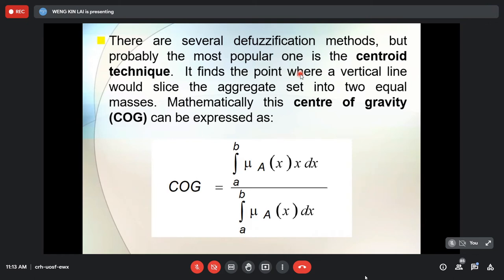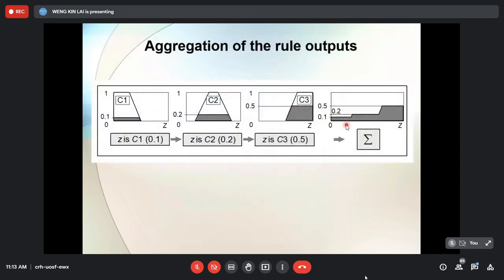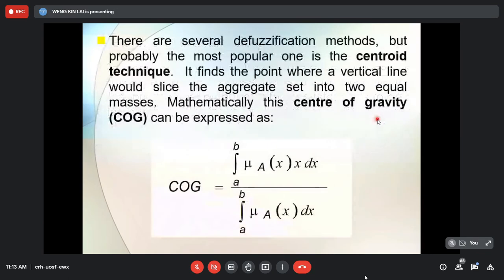The centroid technique finds the point where a vertical line would slice the aggregate set into two equal masses. Find a vertical line that will slice your aggregate set over here so that the whole area on the left hand side is equal to the area on the right hand side. So find a line here. The trick is to find the line. How do you do that? This is your center of gravity, or COG.